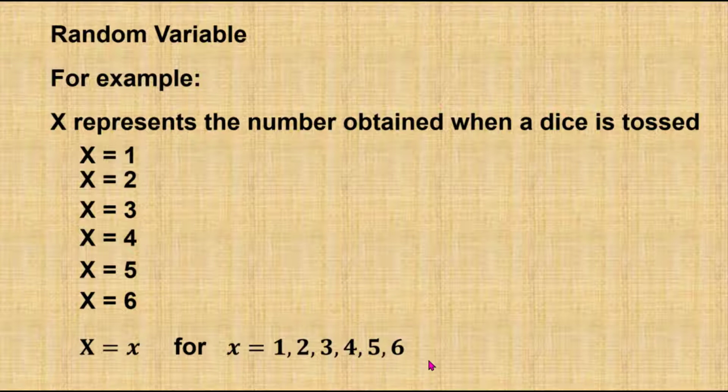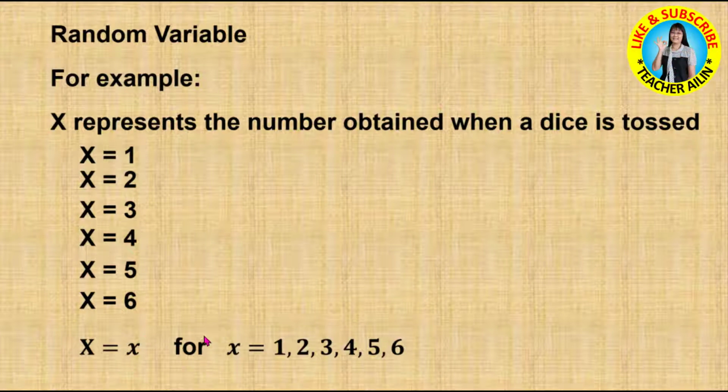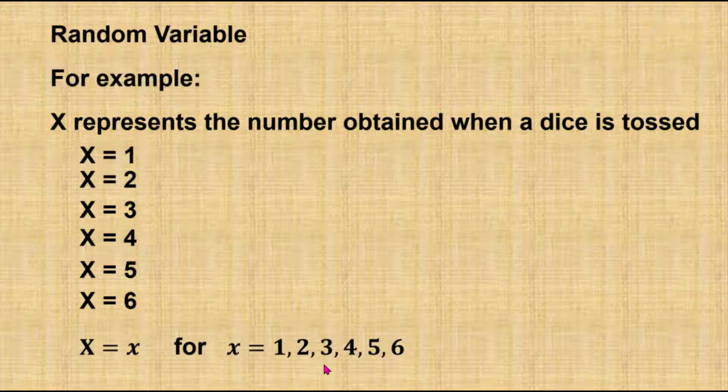The occurrence of the value is unpredictable. When we toss a dice, we do not know what number will be obtained. Each value has a probability of occurrence. So X in this case is a random variable which is represented by a capital letter.